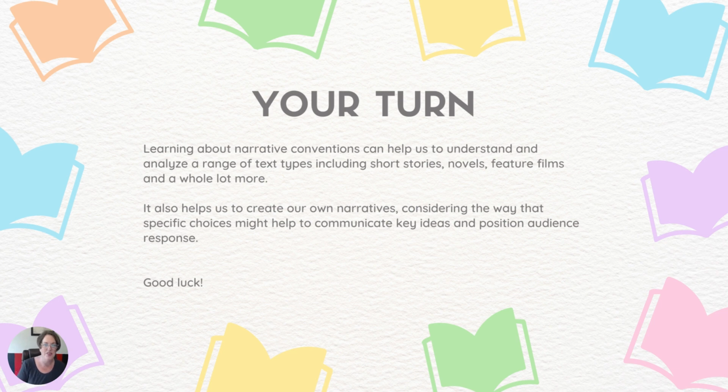So now it's your turn. Learning about these narrative conventions can help you to understand and analyze a range of text types, including short stories, novels, feature films, and a whole lot more. But it can also help you to understand a lot of non-fictional essays, things that have really happened to people. But it also helps us to create our own narratives, considering the way that specific choices might help to communicate key ideas and position the audience response.